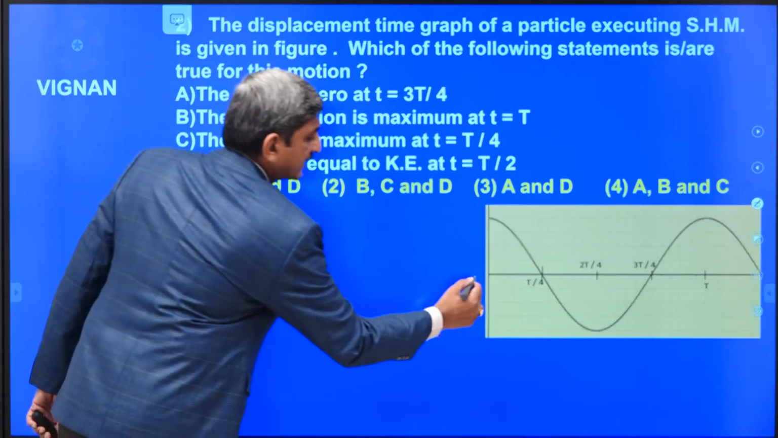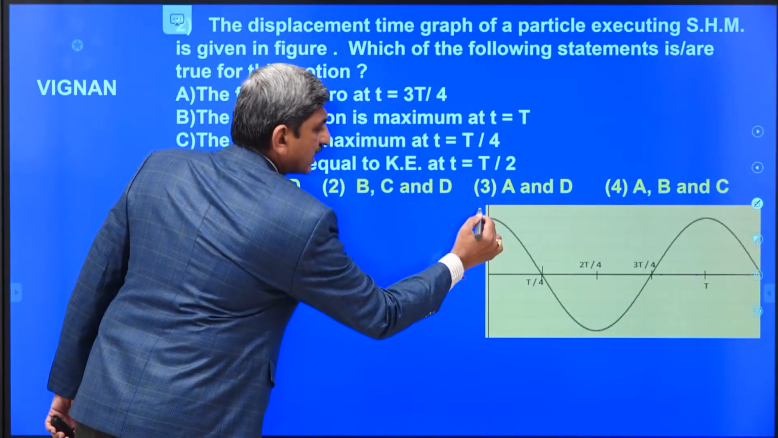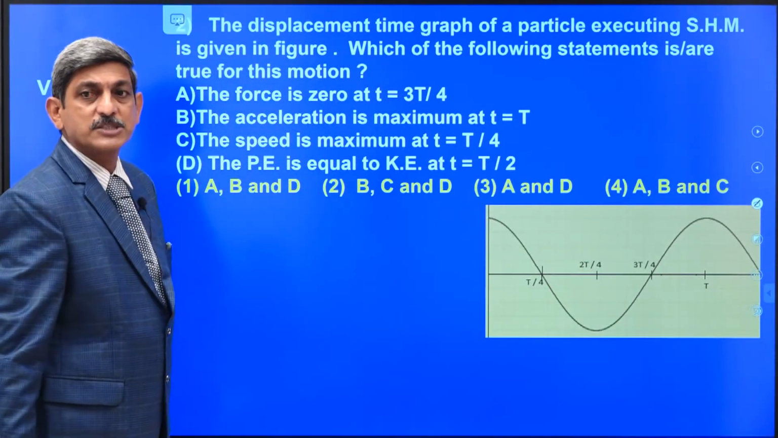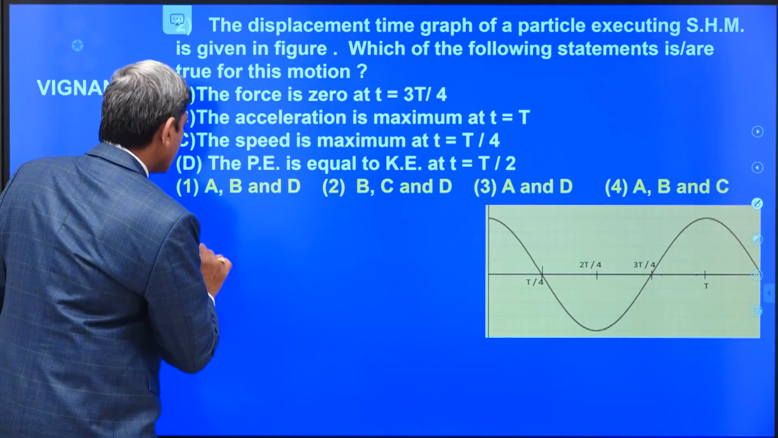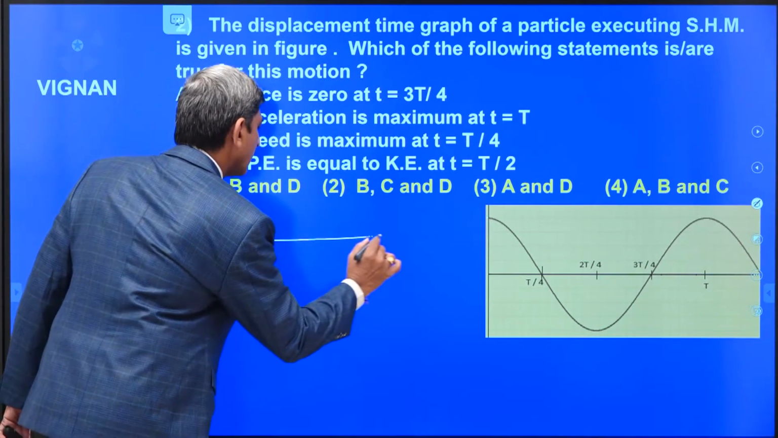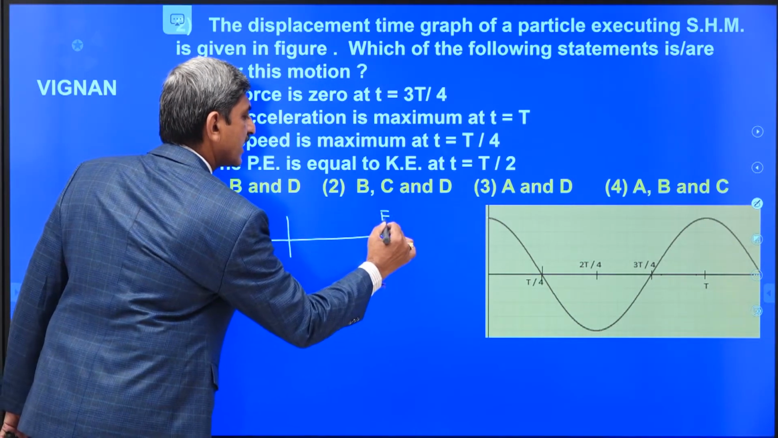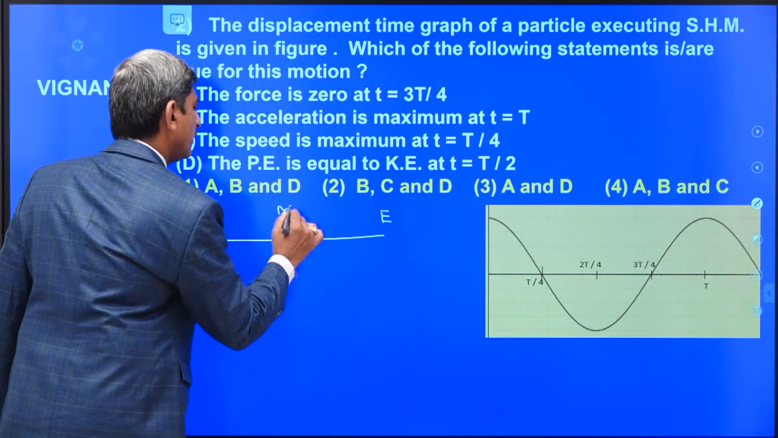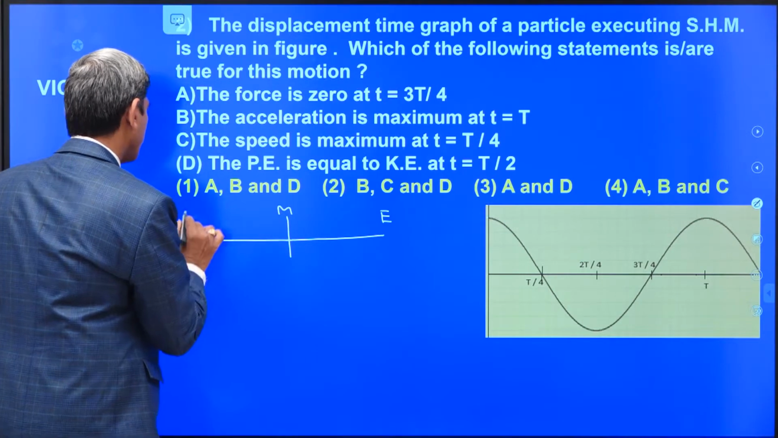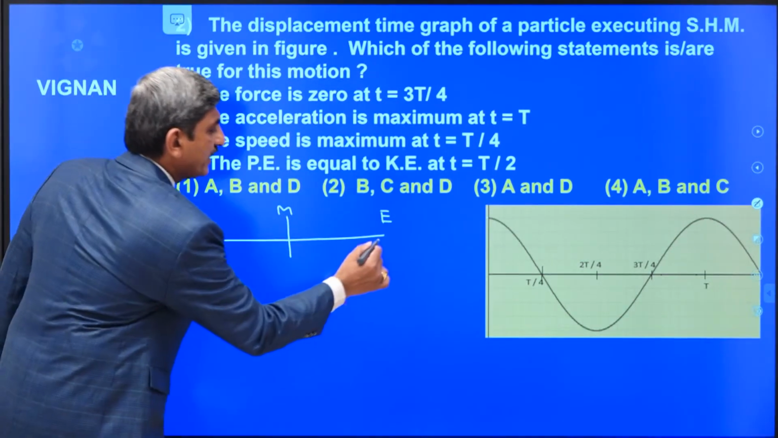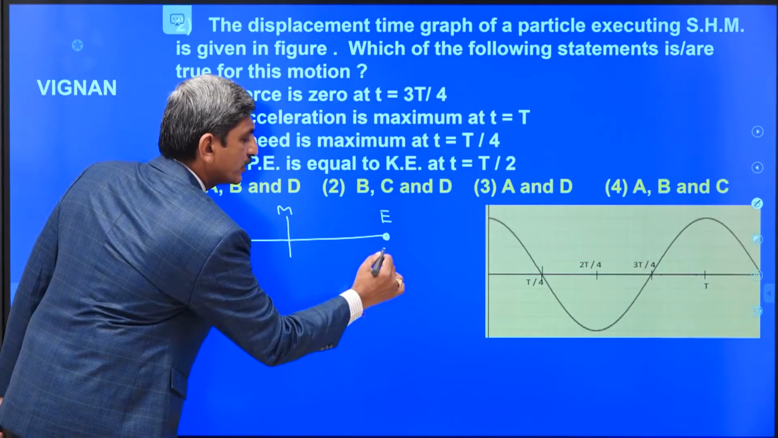Here, at time t is equal to 0, the displacement of the particle is maximum, so that the particle executes the simple harmonic motion by starting at the extreme position. Let us assume that this is the extreme position, this is the mean position, and this is the extreme position. At time t is equal to 0, this is the position of the particle.